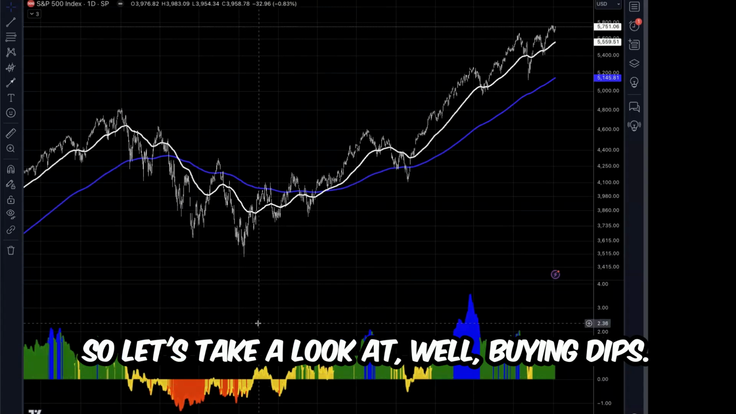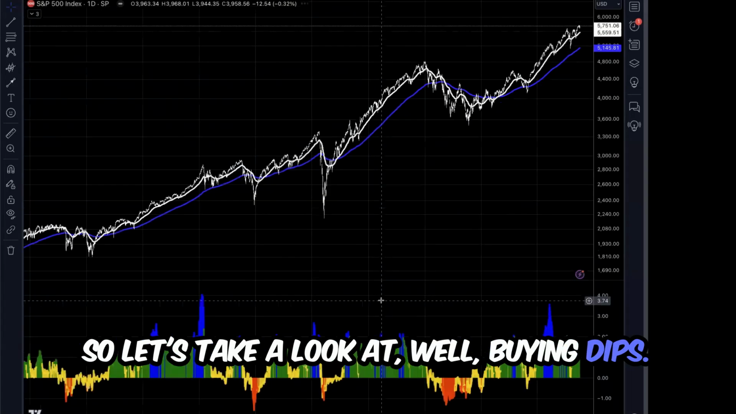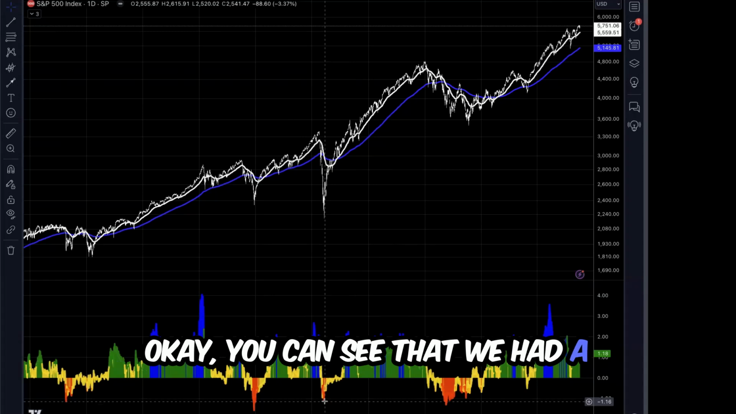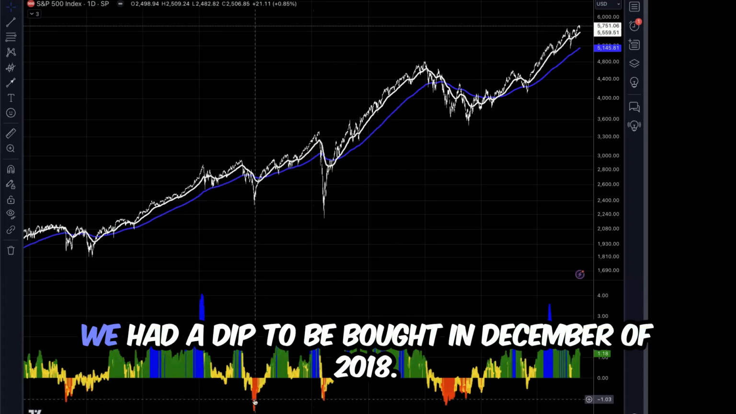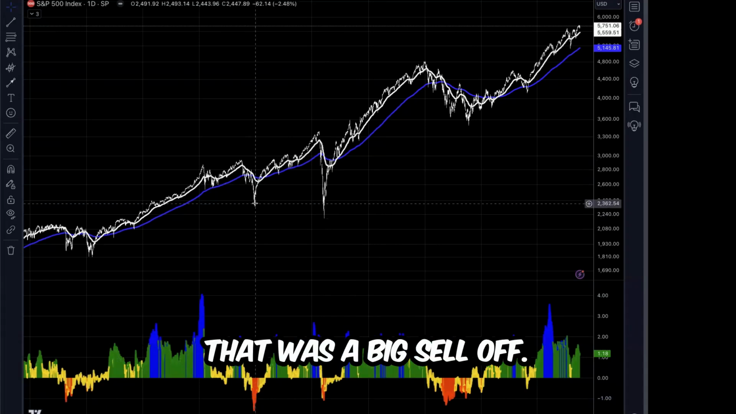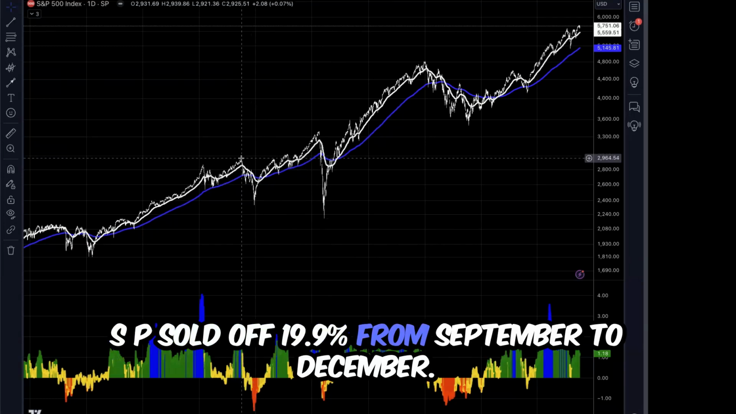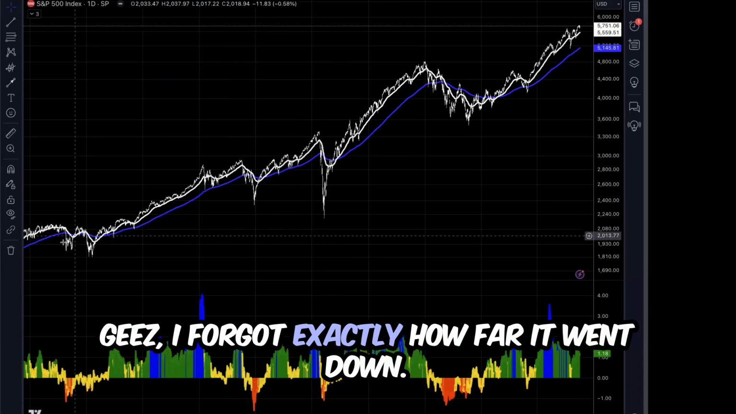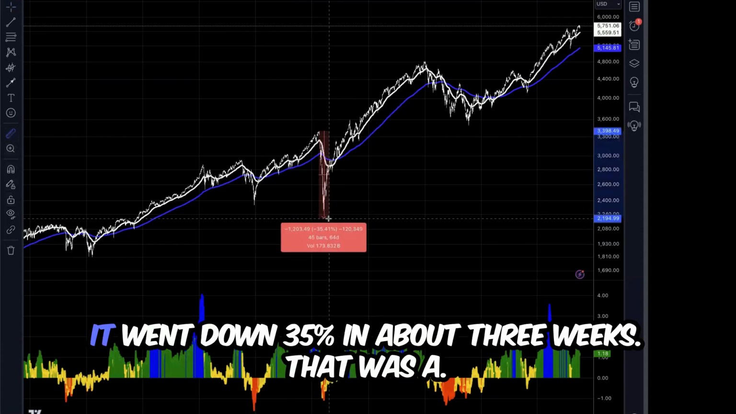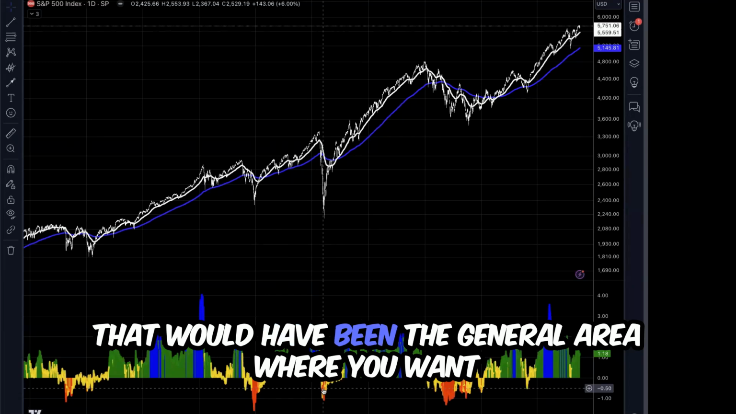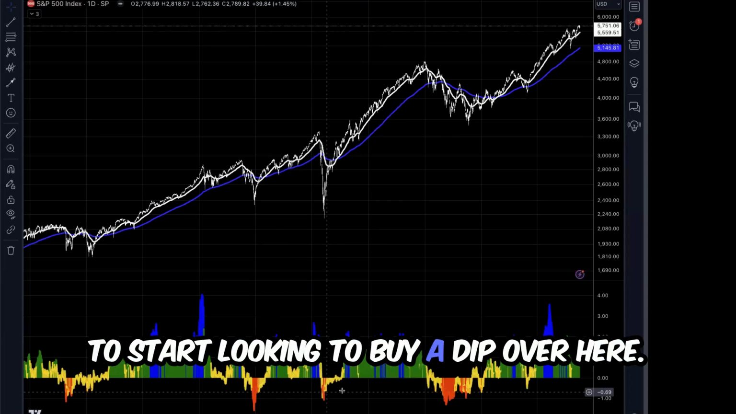So let's take a look at buying dips. You can see that we had a dip to be bought in March of 2020. We had a dip to be bought in December of 2018. That was a big sell-off. S&P sold off 19.9% from September to December. Geez, I forgot exactly how far it went down. It went down 35% in about 3 weeks. That was a big one. And you could have been given a clue that would have been the general area where you want to start looking to buy a dip.